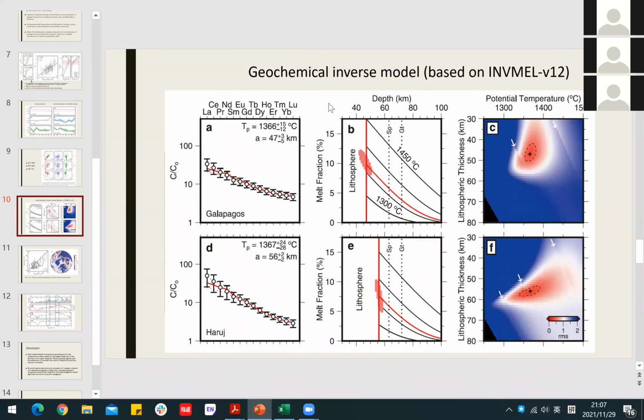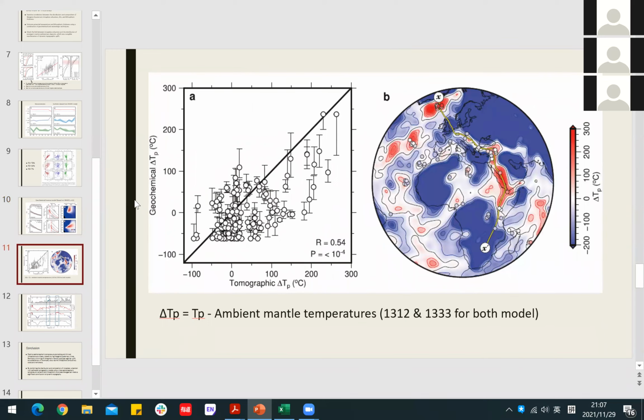What about the next one? Yeah, okay. What about slide 11? What does this map show? It shows the temperature. The temperature. Okay, anomalous temperature.